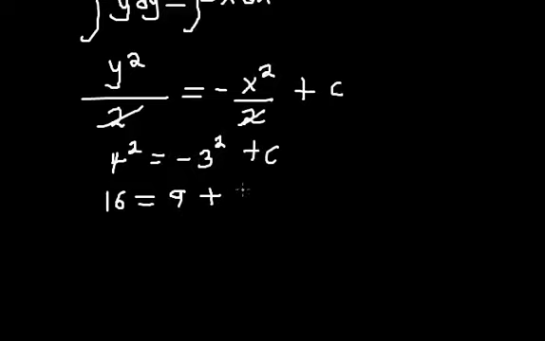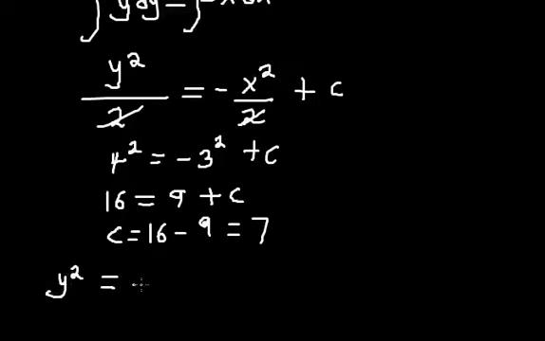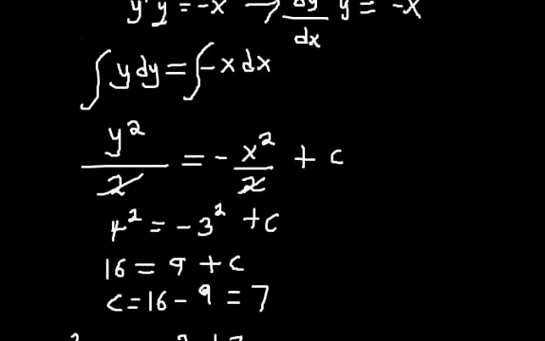Okay, so here we go. So definitely c is going to be equal to 16 minus 9. Okay, so that should be 7. All right, so I have solved the initial value, so I can now write my equation, which is now y square equal to minus x square and plus 7. So I hope that is well understood.